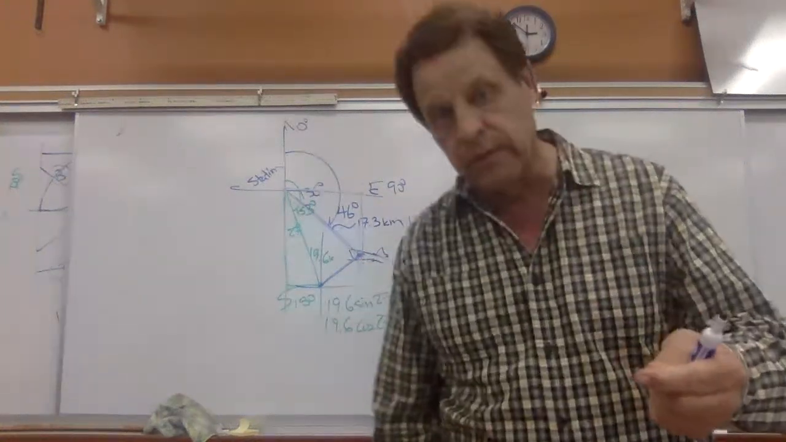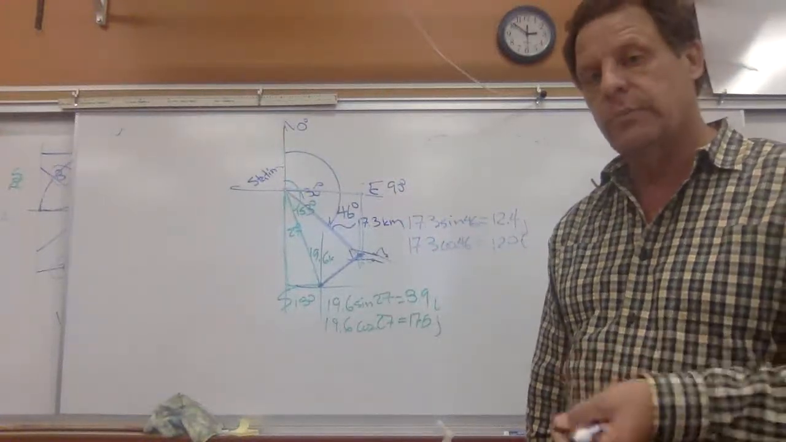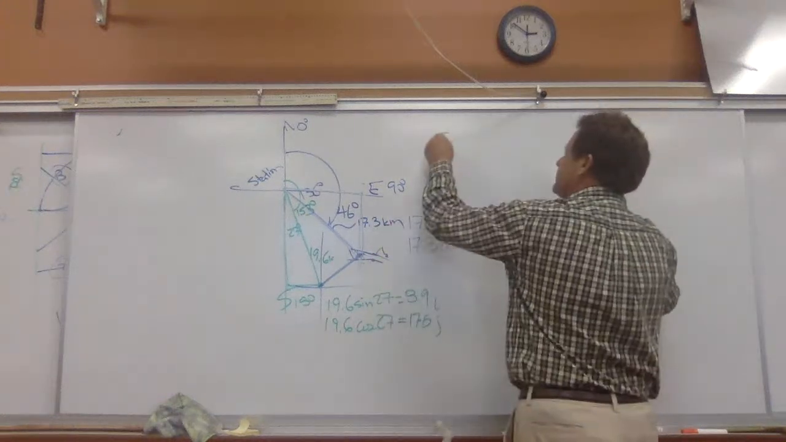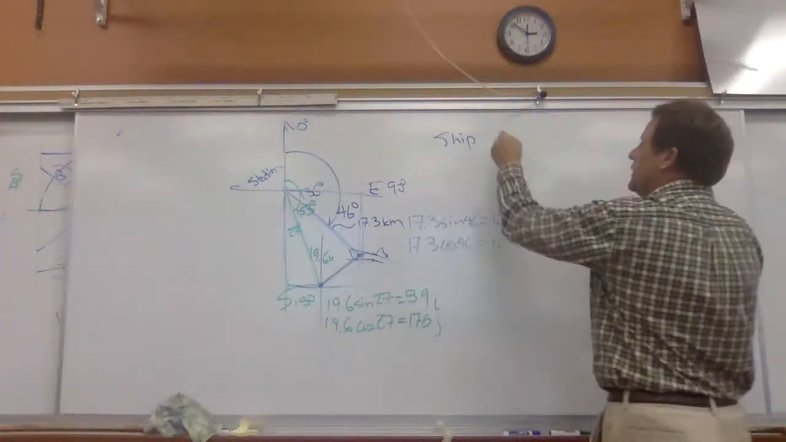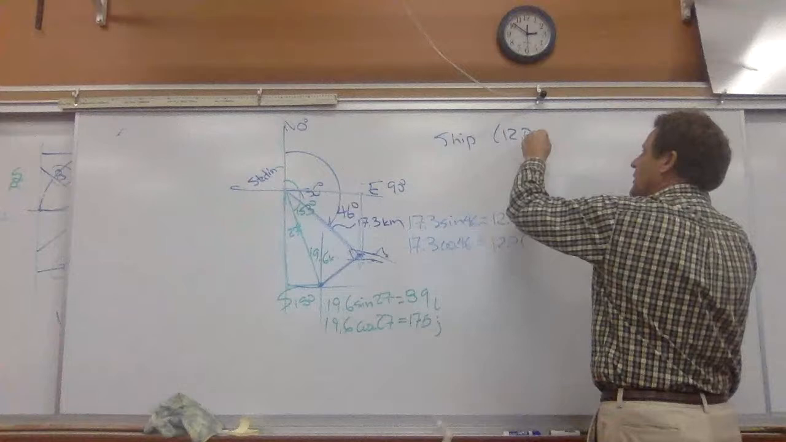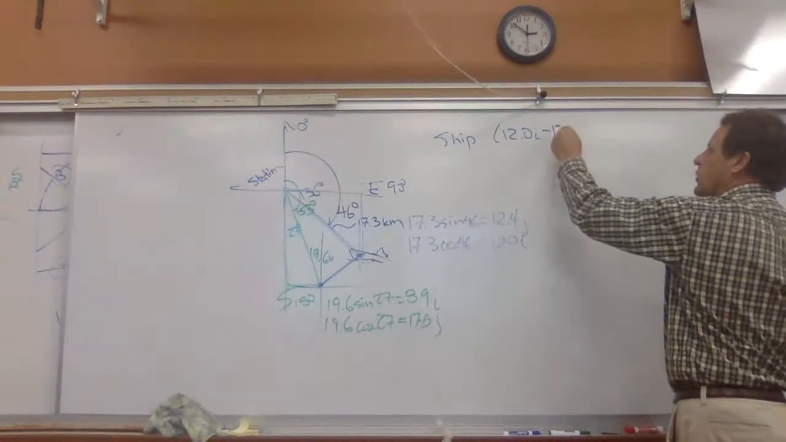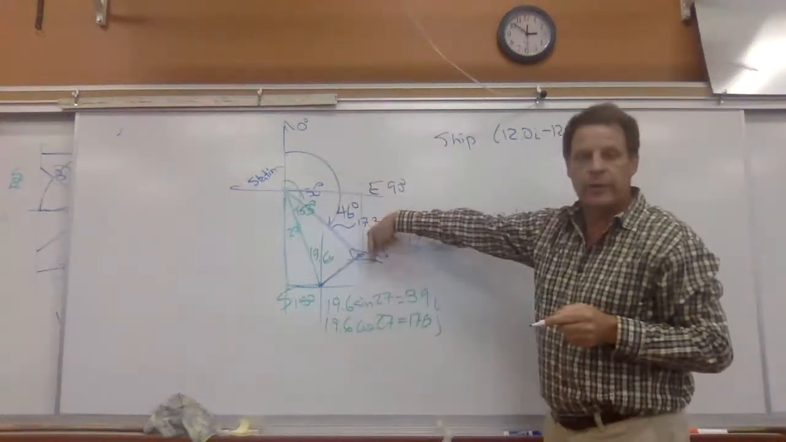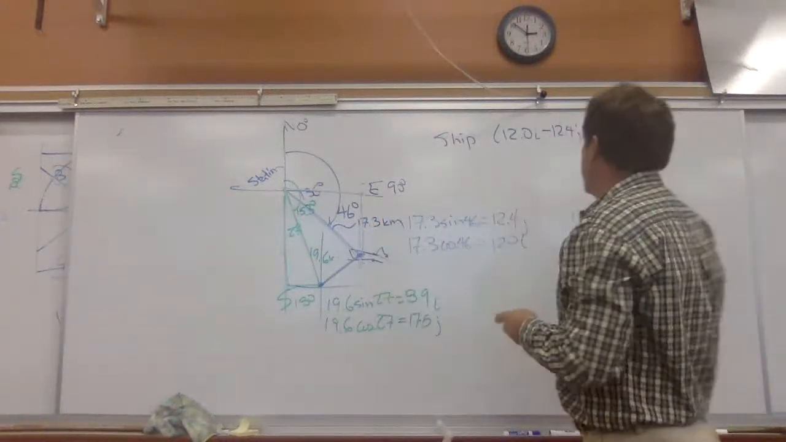So we want to know the difference between the ship and where the rescue plane is. Okay, so we're going to say ship, and it is going to be 12.0 I and minus 12.4 J, because remember, it's going in the south direction, so that is negative, okay?